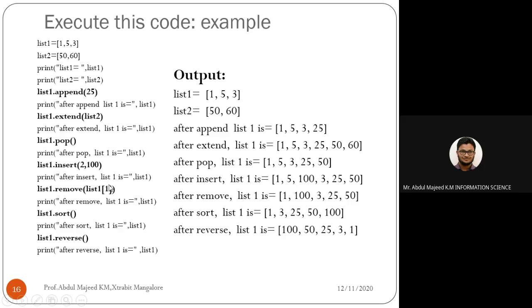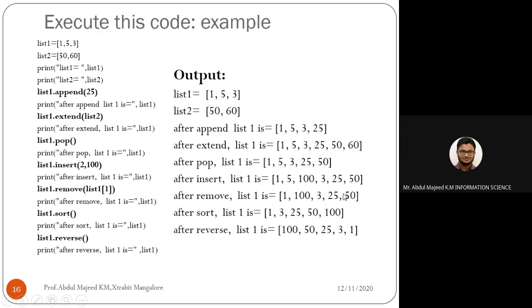Remove the element which is located at index 1 of list 1. So which element is located? 5 is located. So 5 is removed and we got the new list. Fine, 5 is not there in that particular list. And the last one, list1.sort. So it will sort the elements in ascending order.